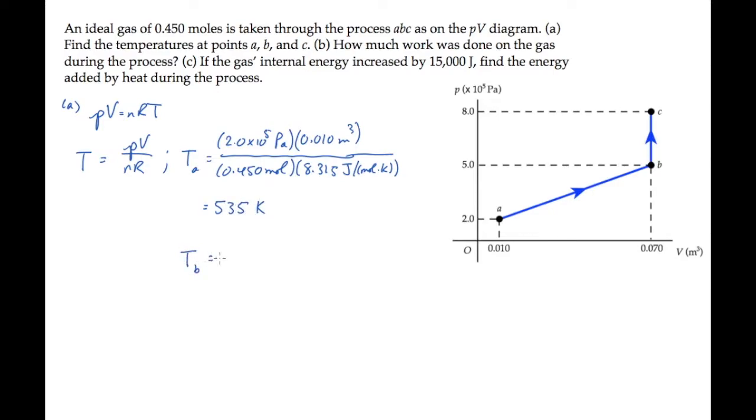We can repeat the calculation, substituting the values at state B, to find the temperature there is 9350 Kelvin.